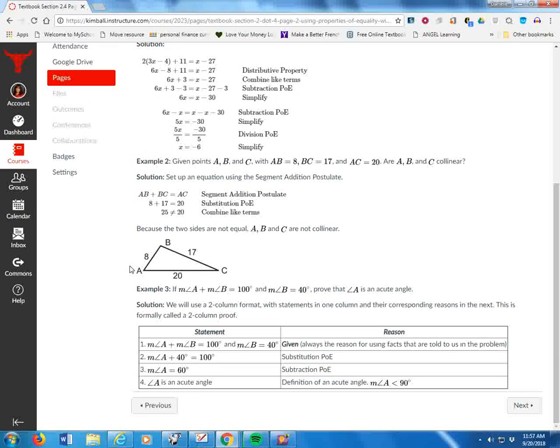Looking at the next proof that they do, let's look at example 3. If the measurement of angle A plus the measurement of angle B is 100, and angle B is 40, prove that A is an acute angle. So we always write the given first.